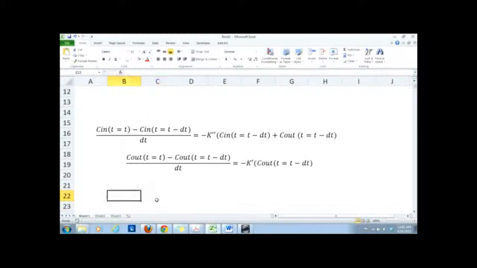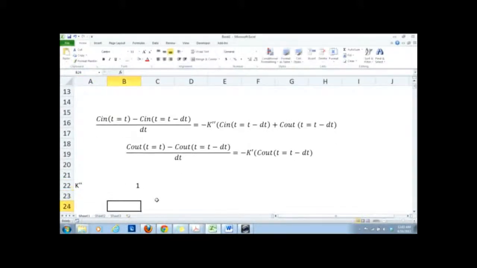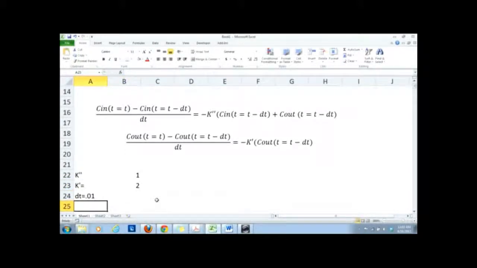Now to solve this equation, I need to define K double dash. So let's call K double dash equal to 1 and K dash equal to 2. These are arbitrary numbers. You can change them later if you like. And then let's define dt, and dt is equal to 0.01 here.